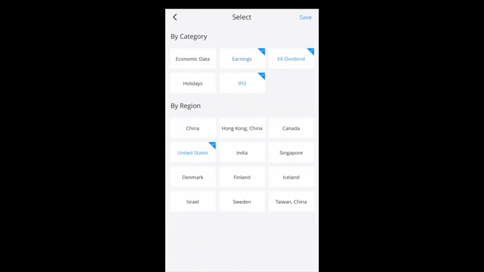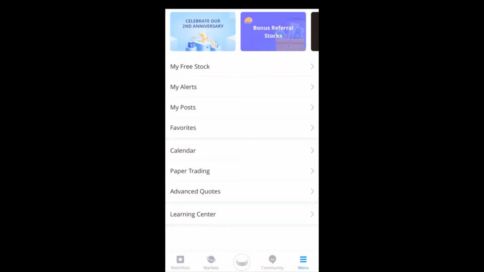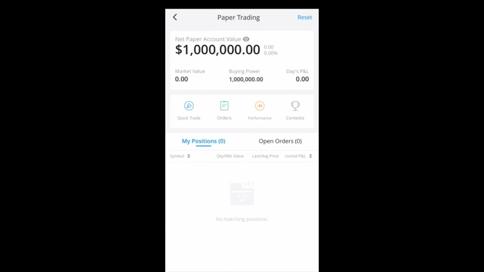And then I'll add that information back. You can also view the holidays. So if there's a holiday, you'll know whether the stock market is open or not. Now let's go back. Now, if you want to paper trade, you click on paper trading. You'll start out with $1 million. Yay, look at that, you got $1 million.